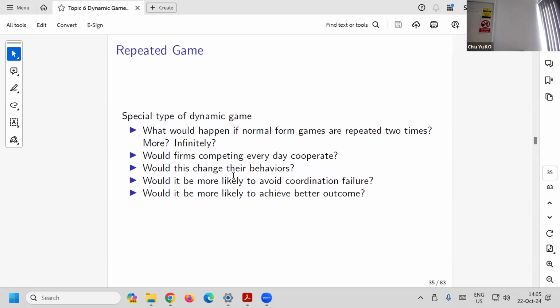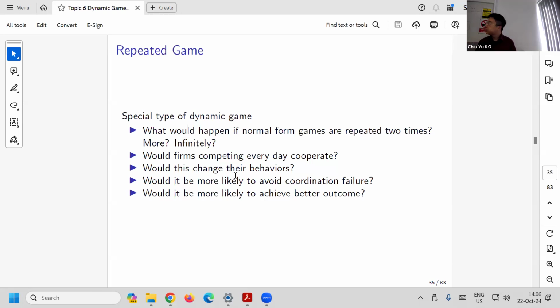So is there a way to avoid coordination failure? Can they achieve a better outcome, just like the battle of the sexes? Can it be the case that on Monday they go to football, on Tuesday they go to a drama, a movie or whatever, and they take turns? Is it better than the other way around? So is there any way that this would make sense?